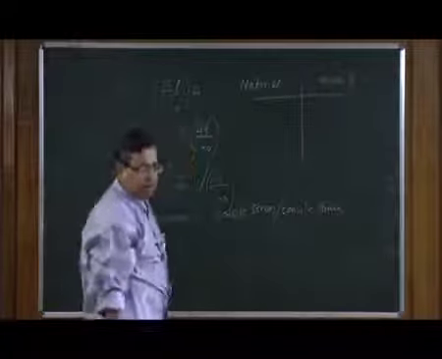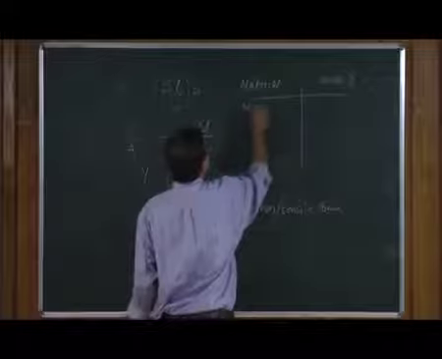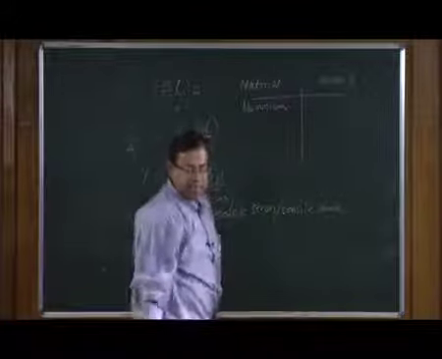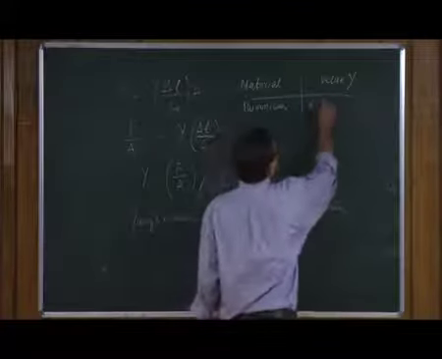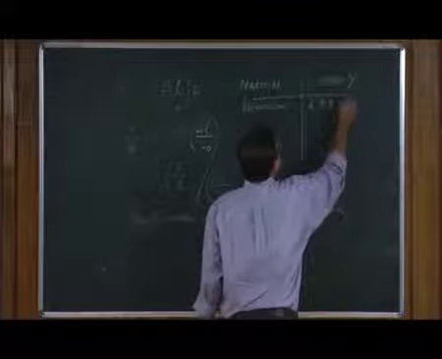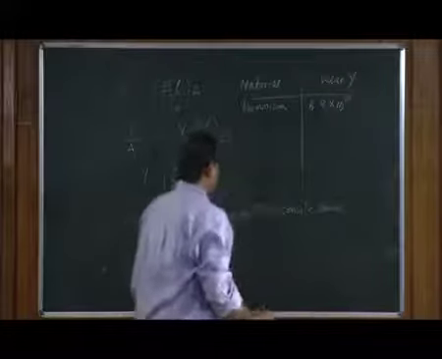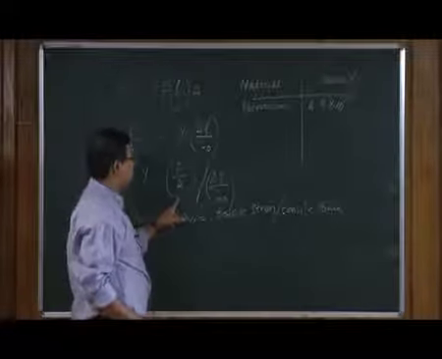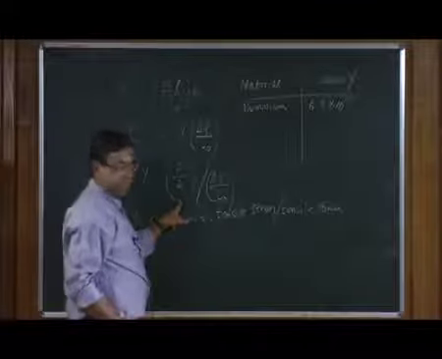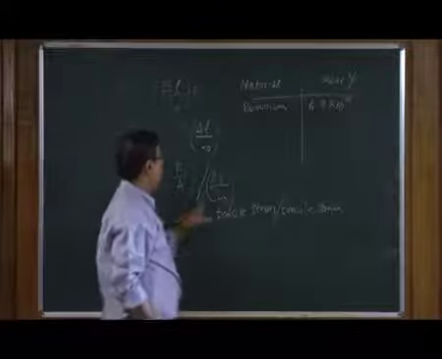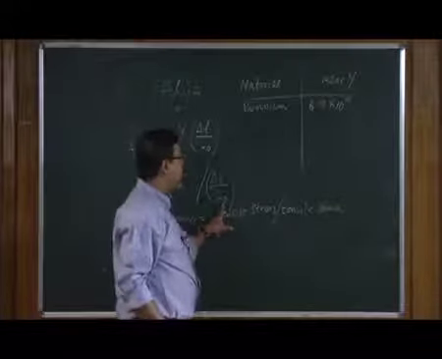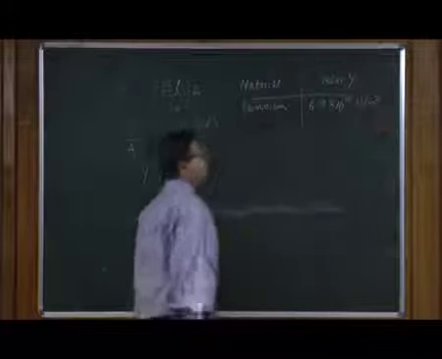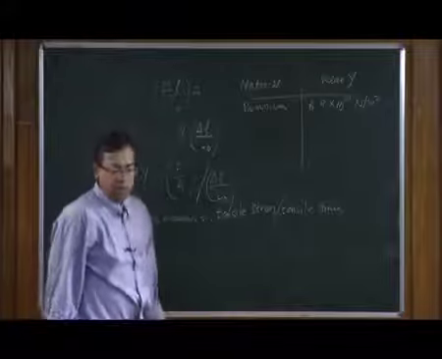So, for materials such as aluminum, this is 6.9 into 10 to the power 10. And just to point out the dimension of this F over A, which is Newton per meter square in SI unit, whereas delta L by L0 is dimensionless. So, this will simply have the dimension of the tensile stress, which is Newton per meter square.